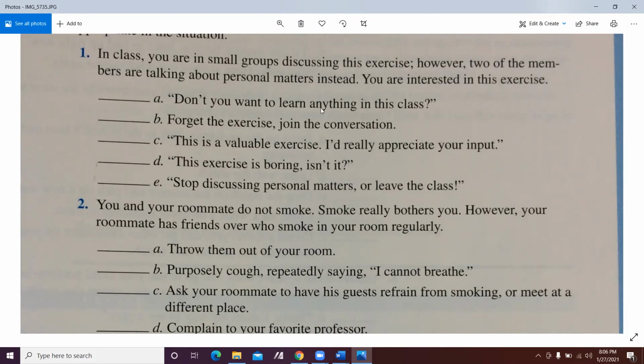Don't you want to learn anything in this class? Aggressive. Forget the exercise, join the conversation. Passive. This is a valuable exercise. I would really appreciate your input. Assertive. D, this exercise is boring, isn't it? Passive. E, stop discussing personal matters or leave the class. Aggressive.